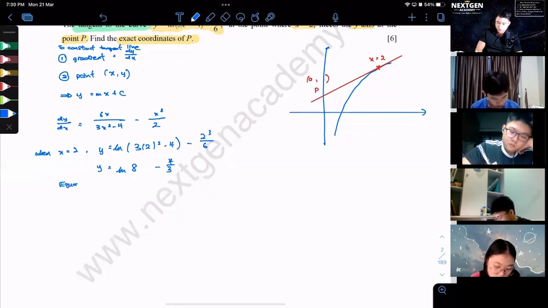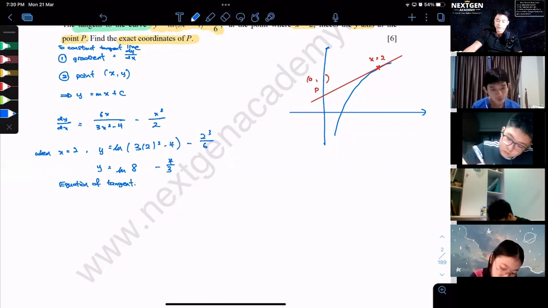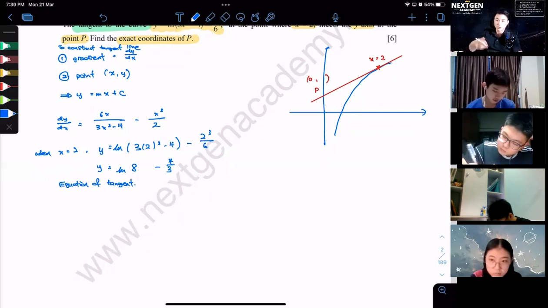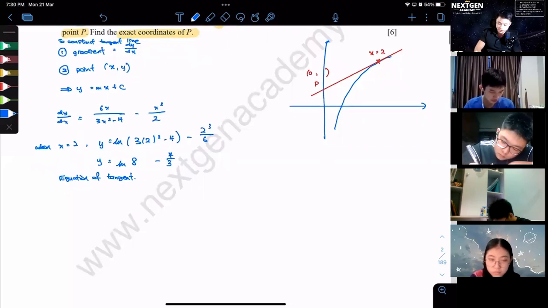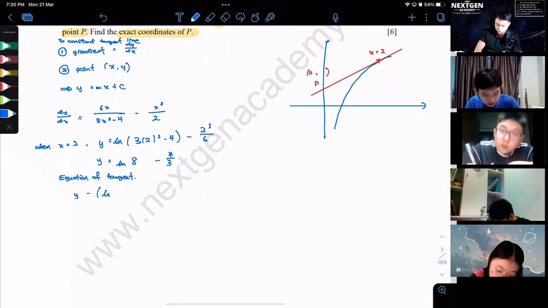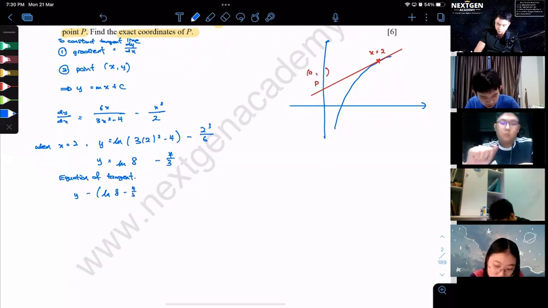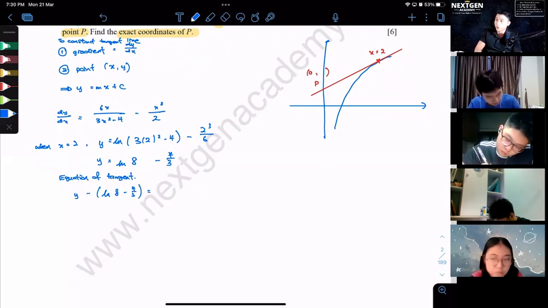For me, for Add Math students, I always say, if you want to construct the equation of a straight line, just use y minus y1 equals m times x minus x1, because I'm lazy to split into 2 equations. For Math students, they will normally use y equals mx plus c. That means they go and find the c value first. At the end of the day, it's up to your preference. It's just that I prefer doing it in one step. So I'll use y minus y1. So y1 is ln 8 minus 4 over 3 equals m was, oh wait, I need to find what's my m value. Haven't found yet.